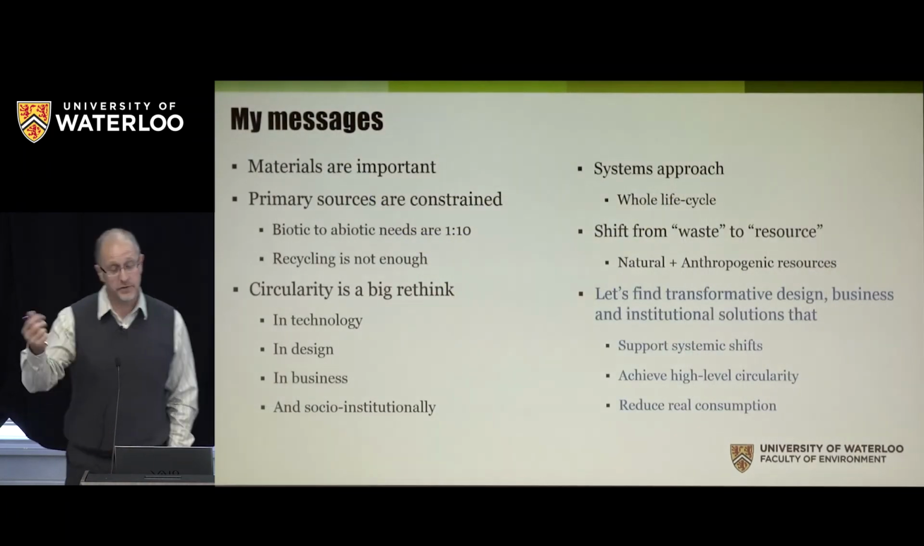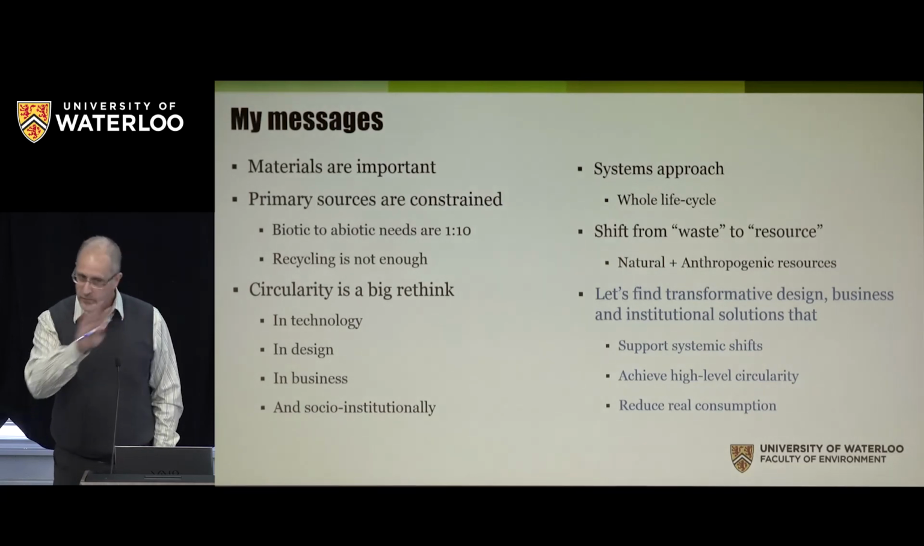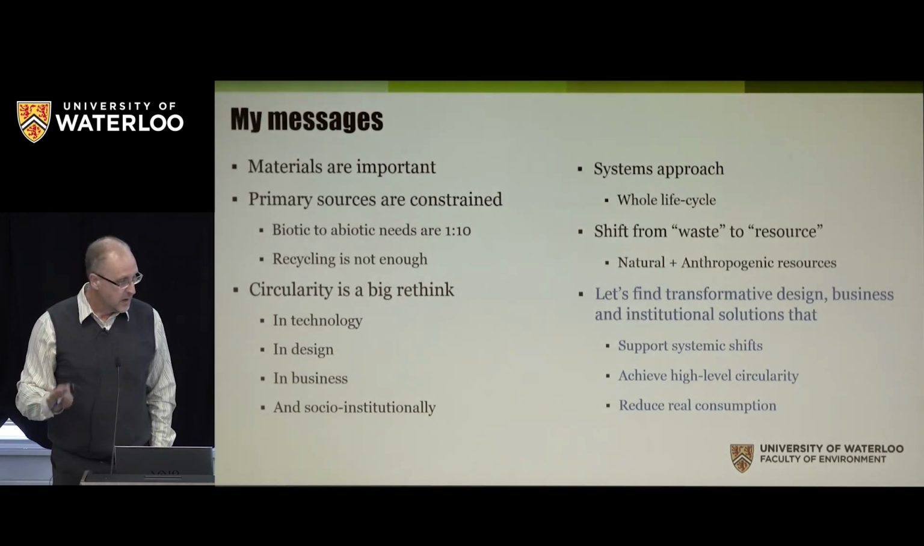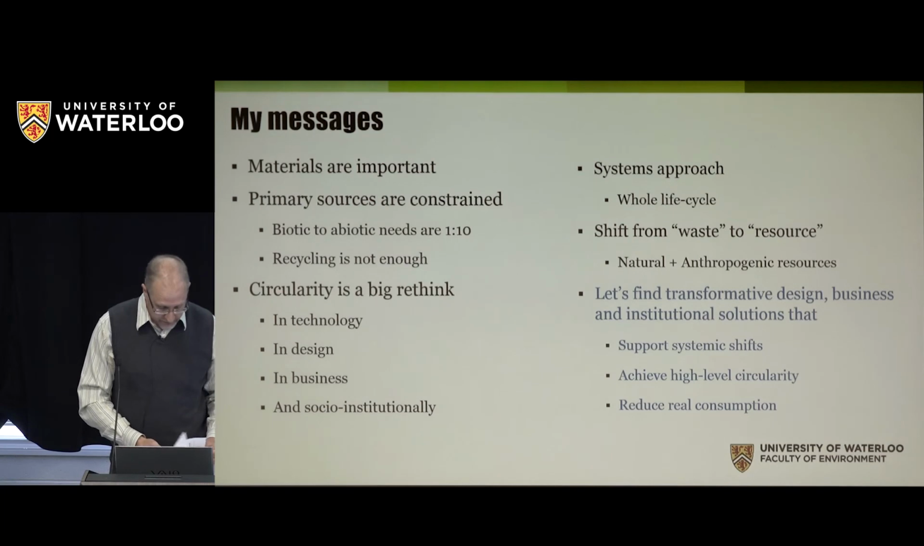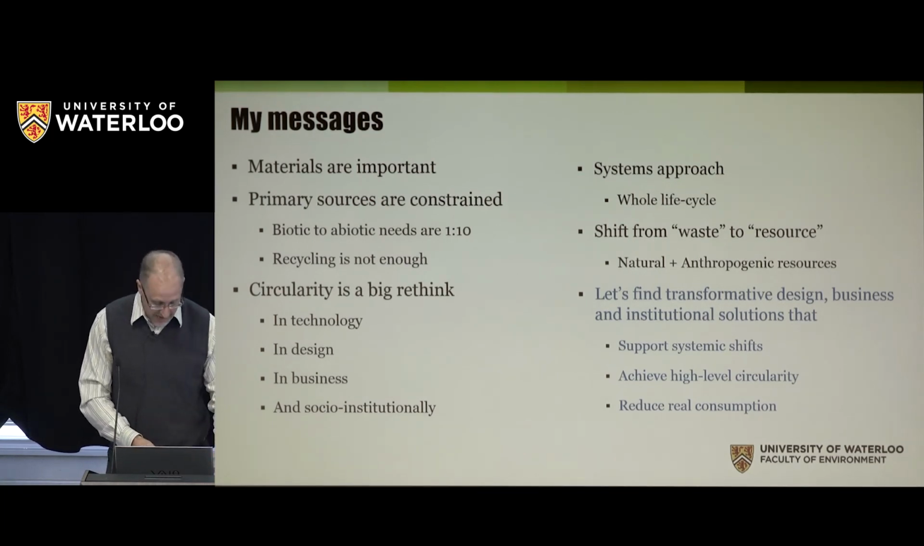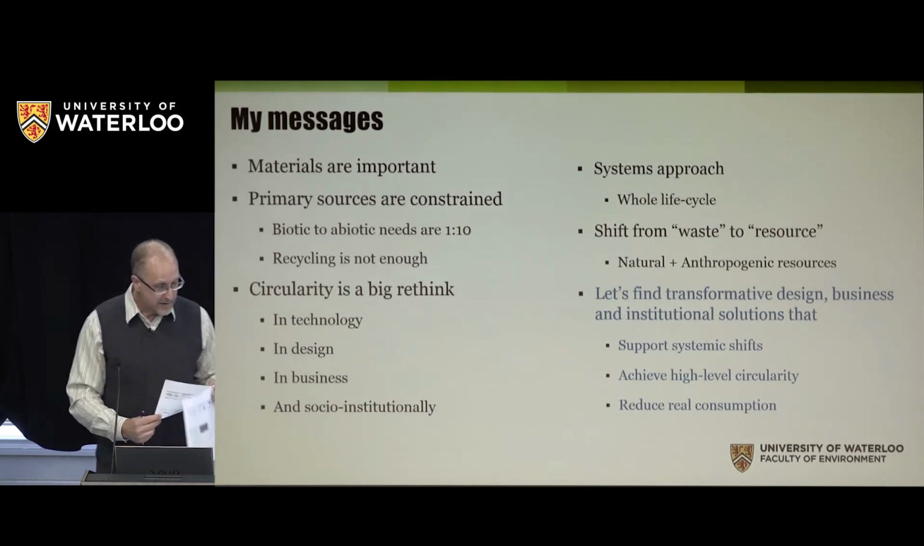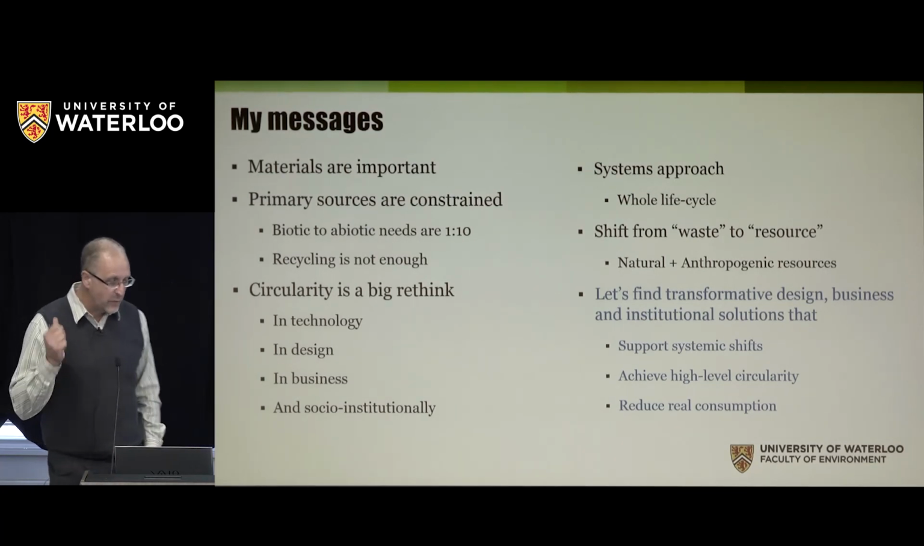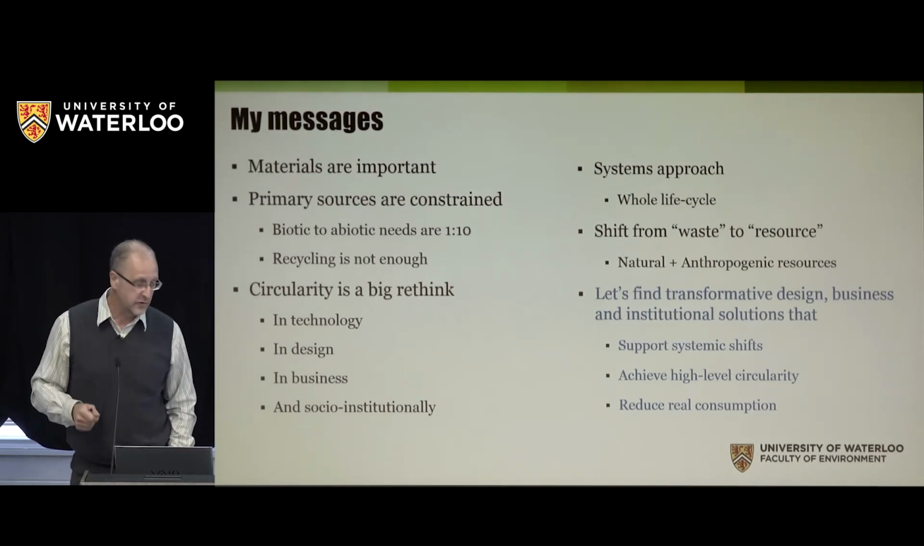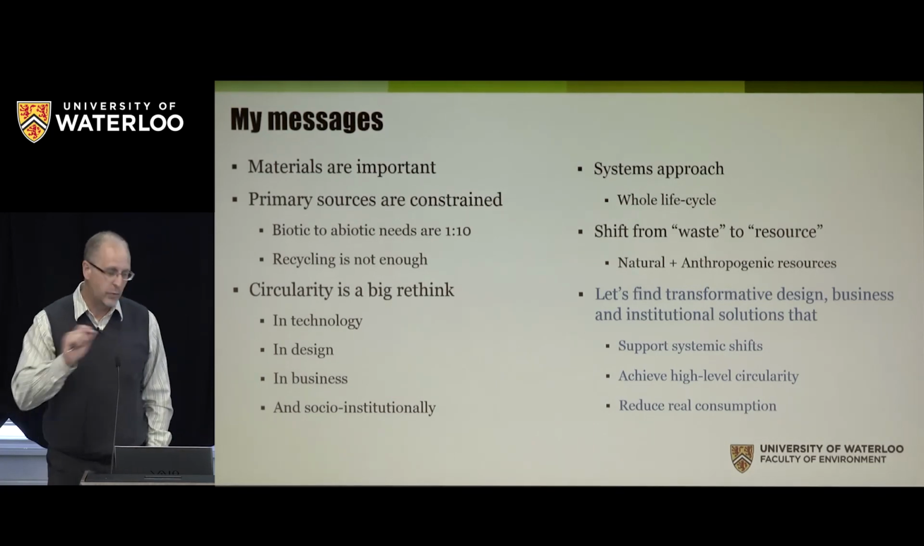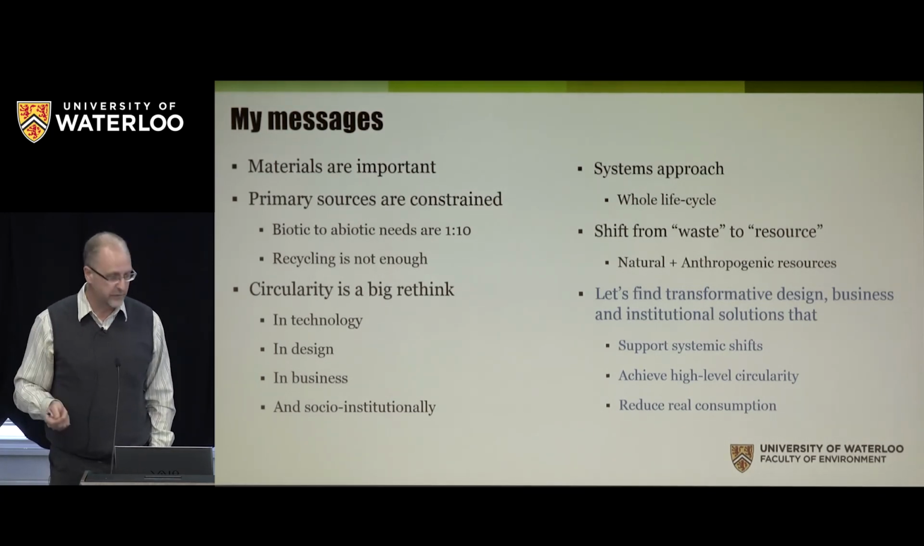So my message is our materials are important. Primary sources, I just want to remind everybody, are very constrained. Circularity is a big rethink. We have this whole systems approach that's necessary, this focus on resources instead of waste, which I didn't really emphasize, but we have this anthropogenic resource that's out there that we have to mobilize and access. And what we're looking for is transformative design and business institutional solutions that cut across, that support systemic shifts, that enable high-level circularity and address the real issues of consumption.